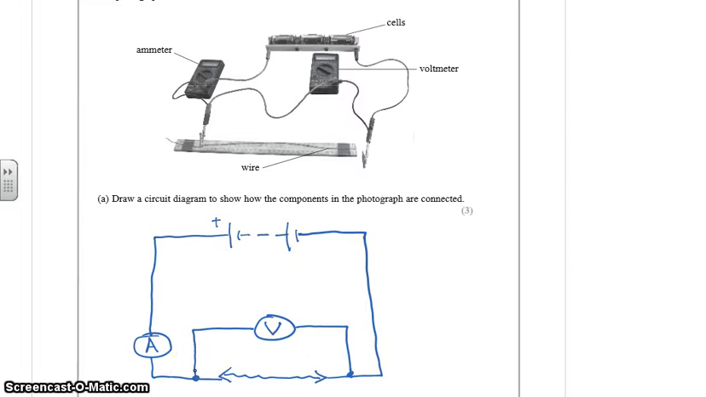And that's enough to get you 3 marks. The things that they're looking out for is the correct circuit symbols for the voltmeter, the ammeter and the battery or the cells used, and the ammeter in series and the voltmeter in parallel.